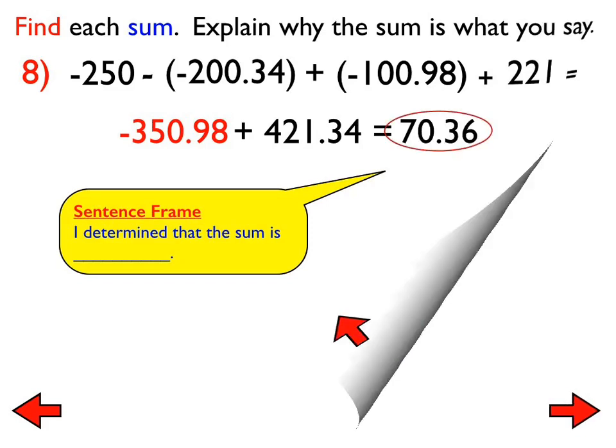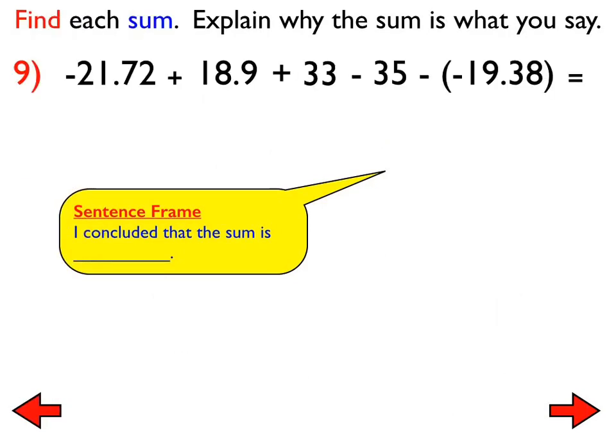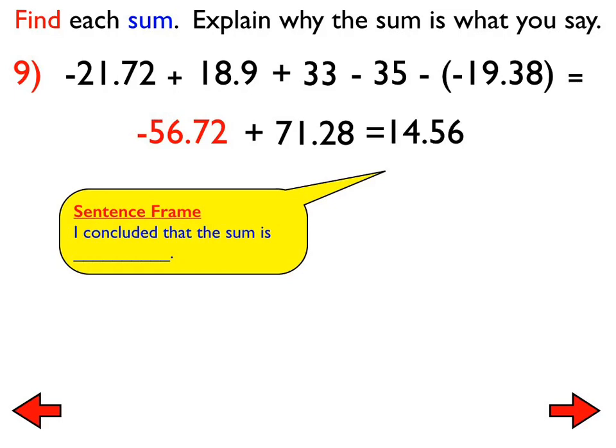Number 9, same idea. Let's see here. I see subtraction in a couple of spots here, and right there. And now I can gather my negatives together, gather my positives together. I have 56.72 negatives. 71.28 positives. I can see that I have more positives than I do negatives. In fact, I have 14.56 more. So I concluded that the sum is 14.56.